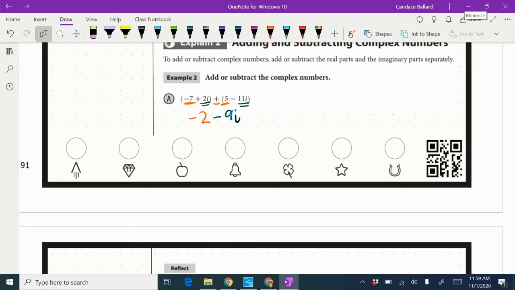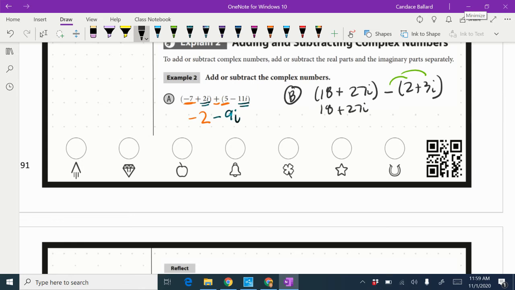Apparently, I did not do a good job copying and pasting this entire lesson. There's supposed to be a B. So this one is supposed to have 18 plus 27i, and then minus (2 plus 3i). I do see a negative there, and that negative means I need to distribute it in. So I'm going to write the first one the way it is, and distribute on the second one, which will give me -2 minus 3i.